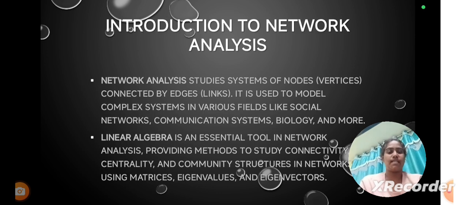Introduction to network analysis. Network analysis studies systems of nodes connected by edges. It is used to model complex systems in various fields like social networks, communication systems, biology, and more. Linear algebra is an essential tool in network analysis, providing methods to study connectivity, centrality, and community structures in networks using matrices, eigenvalues, and eigenvectors.